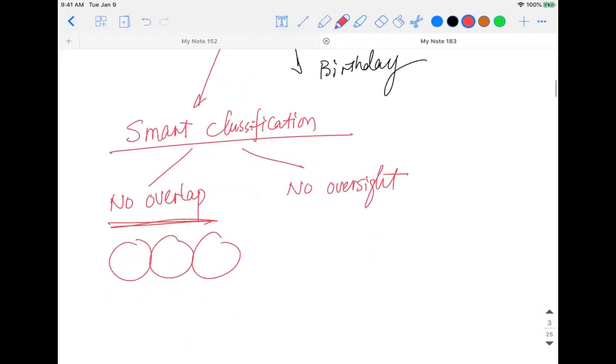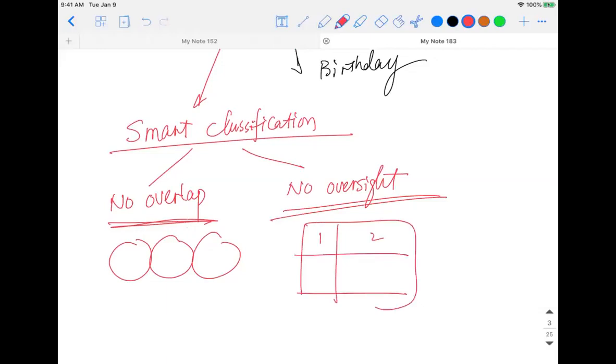So if you can make the classification such that there's no overlap between different groups, your life can be a little bit more straightforward. The other one is no oversight. Let's say you have already broken all the people into different groups or different cases, then you want to make sure there are no leftovers, right? Your cases can cover every single person, and no one will be left out of any group. So this is considered to be no oversight. For instance, there are no leftovers.